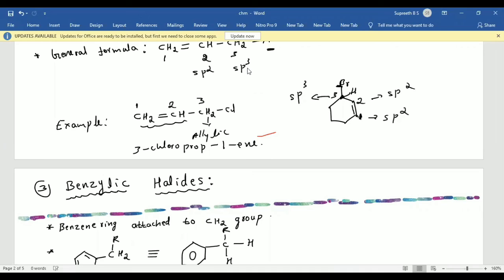So that type of which one? This molecule is an example for allylic halides. Okay, so that's an example for allylic halides.